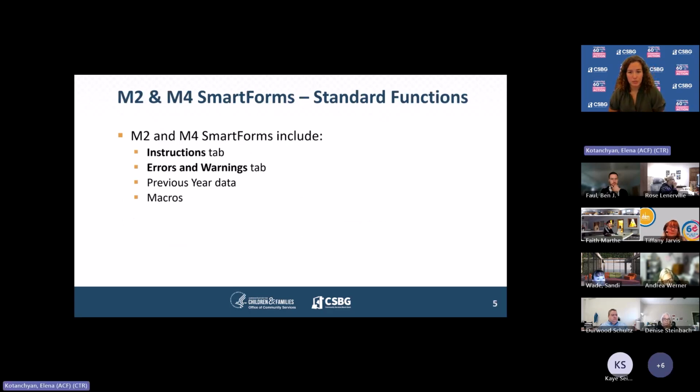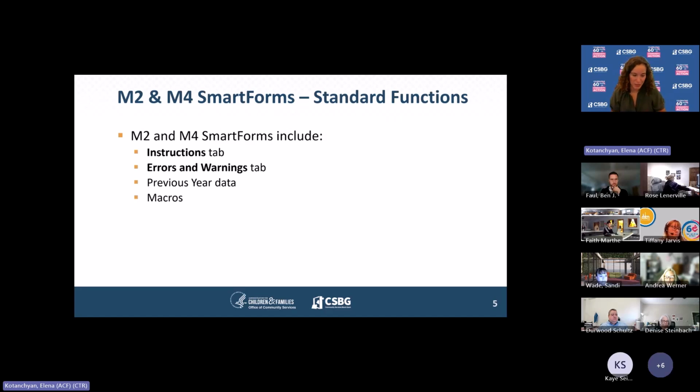Some standard functions that module 2 and module 4 smart forms have: if you look at a smart form at the bottom, you have the tabs. The first one is the instruction tab. It gives you instructions on how to fill out the smart form and how to ensure that it's working. Then the errors and warnings tab, which is important. I will demonstrate it. And there are some components that are essential to the smart form. Again, previous year data and macros.